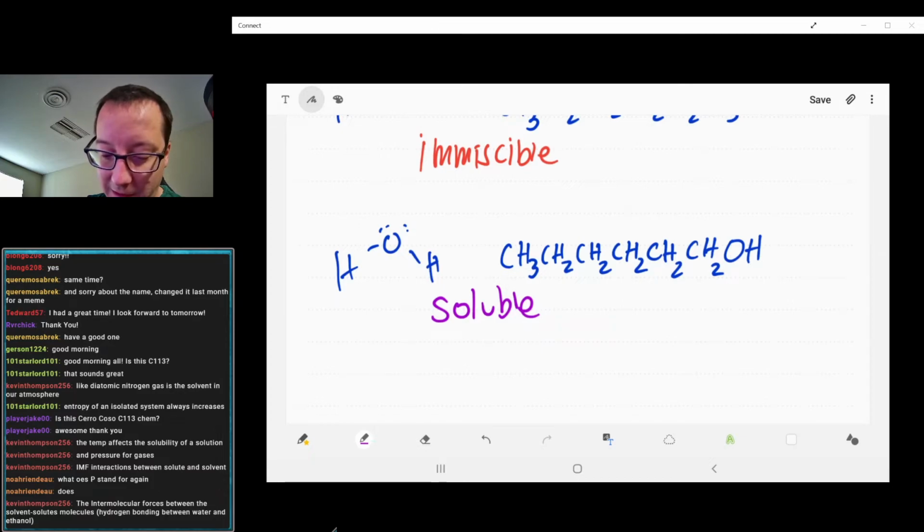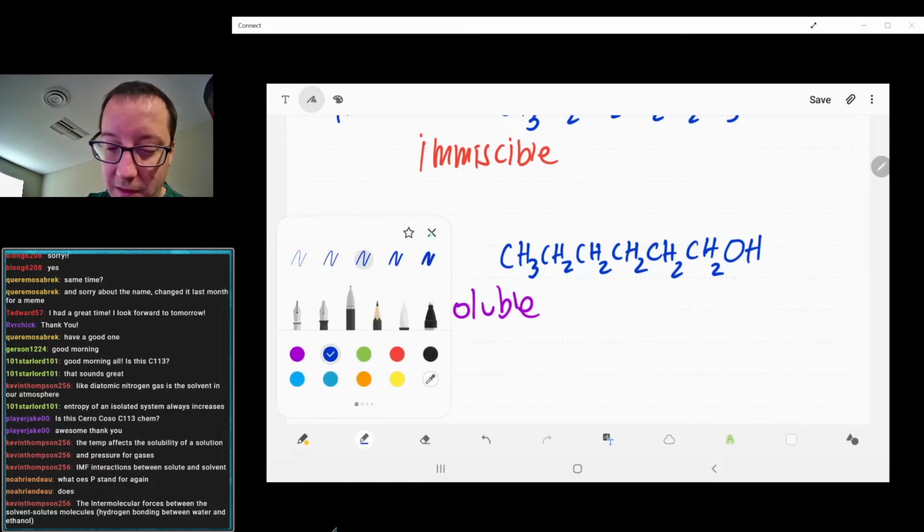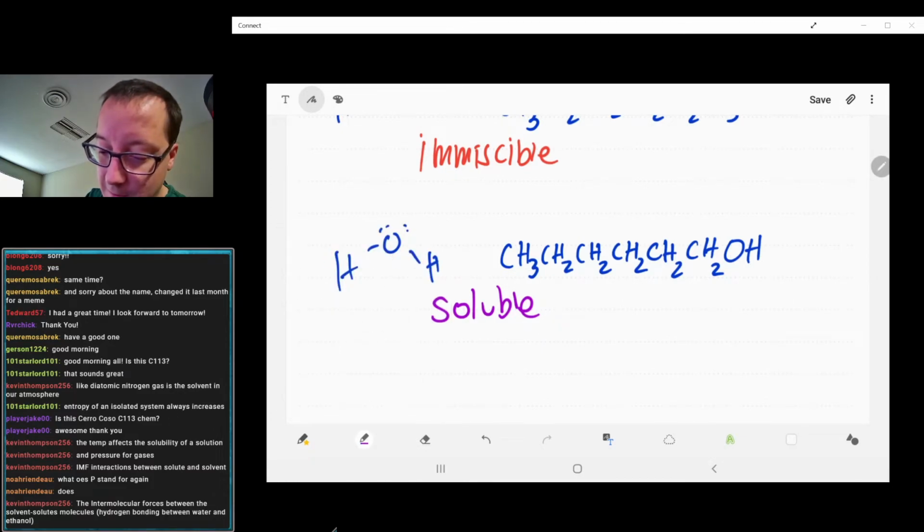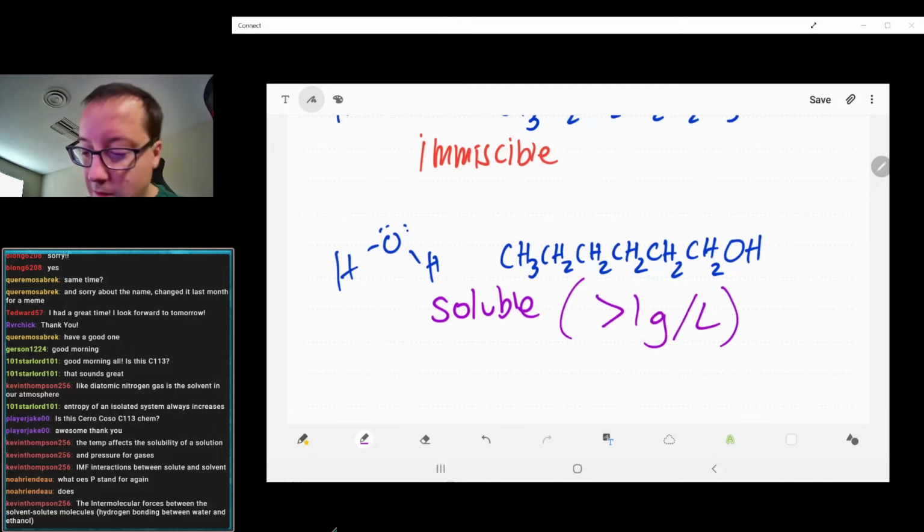Generally, something we consider soluble, we want that to be greater than 1 gram per liter.